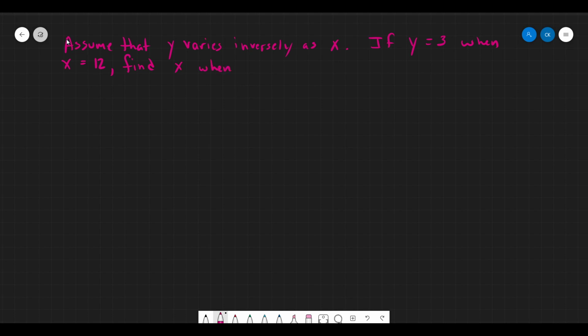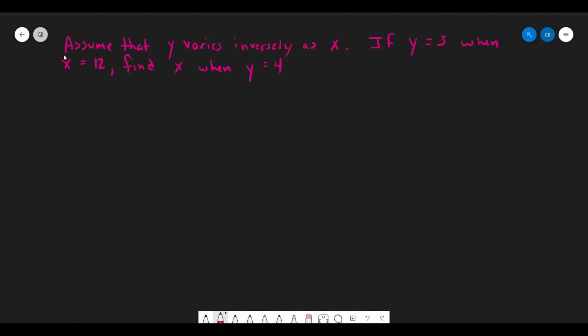Okay, so let's say they're not asking for the equation. Let's say they just want to know a certain x or y value. So let's say the problem asks us, again, to assume that y varies inversely as x. And let's say this time we say if y is equal to 3 when x is equal to 12, here now we want to find x when y is equal to 4.